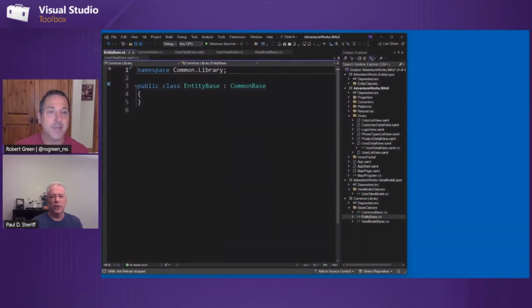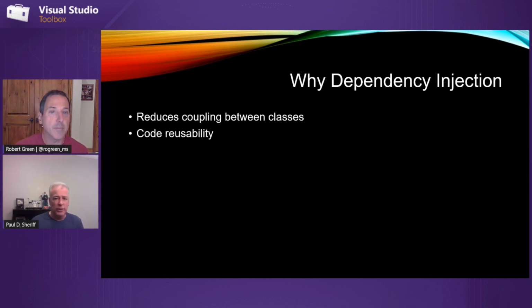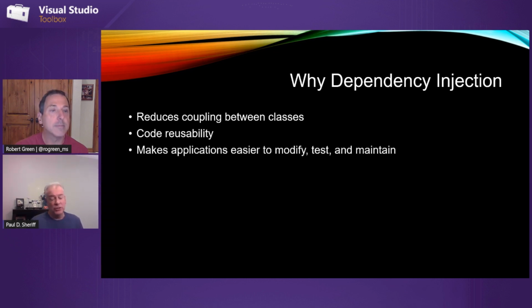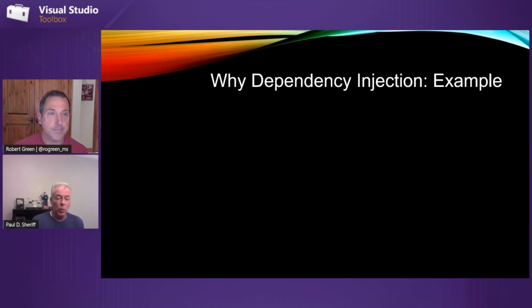Yeah, so what I thought I'd do is start out again with just a few slides. There's not a lot here, but just to give us an example, and then we'll actually look at the implementation of it. But like you said, it's like why? Well, dependency injection does help us reduce coupling between classes, which is always important. Gives us great code reusability. Really makes our applications a lot easier to modify, test, and maintain. And you'll see why as we get into this. And then it really allows us to reuse objects that are already created. So that reduces our instantiation time. And that, I think, is really a big reason why you want to take advantage of it as well.